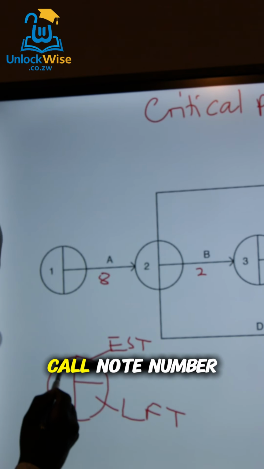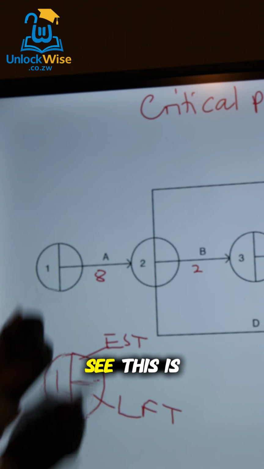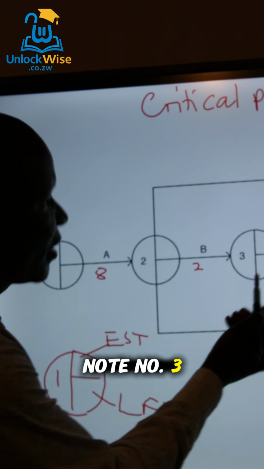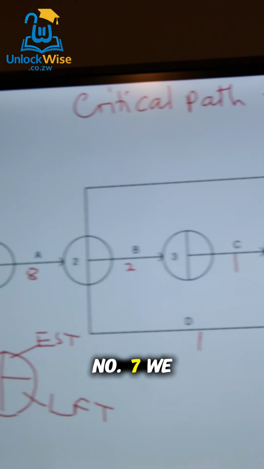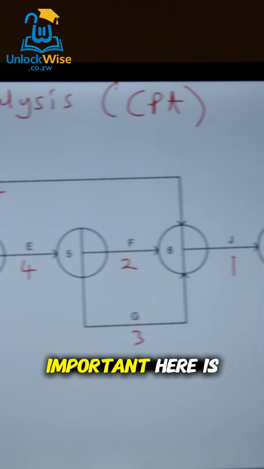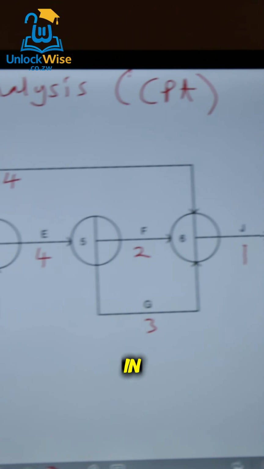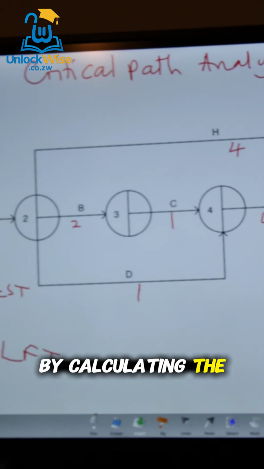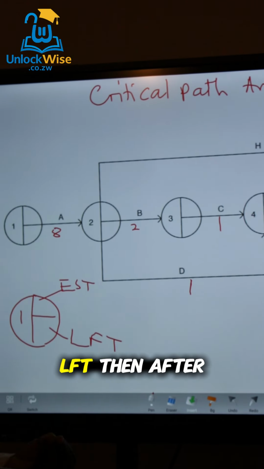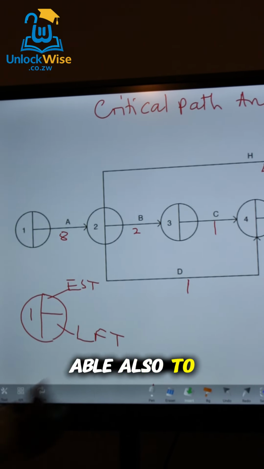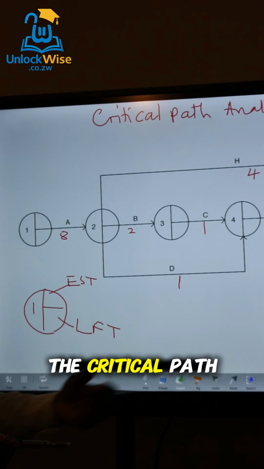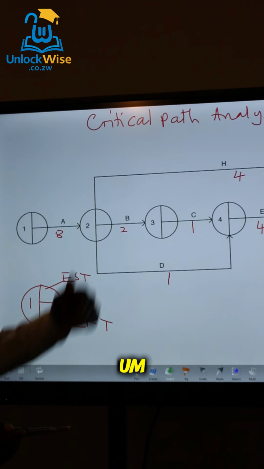And here we have what we call node number. This one is our node number. Like you can see, this is node number 1, node number 2, node number 3, number 4, number 5, number 6, number 7. We have 7 nodes. So what is important here is to be able first to fill in these nodes by calculating the EST and the LFT. Then after that, we can also calculate floats and identify what we call the critical path from this particular diagram.